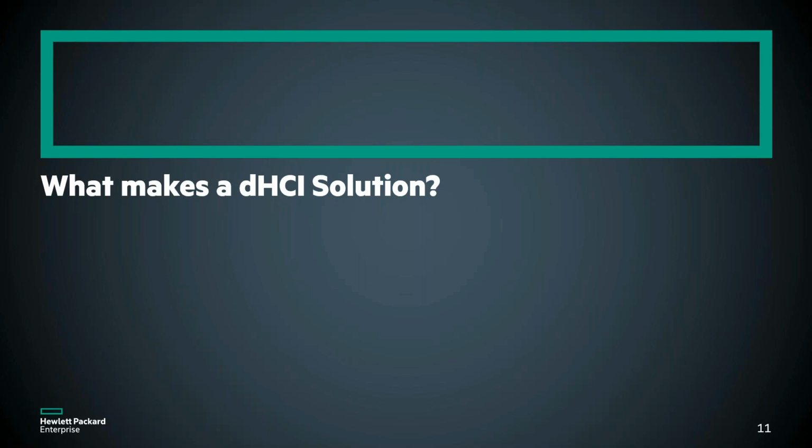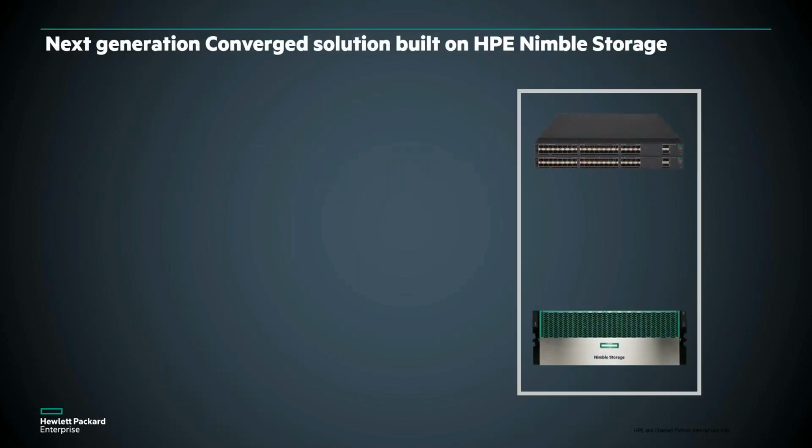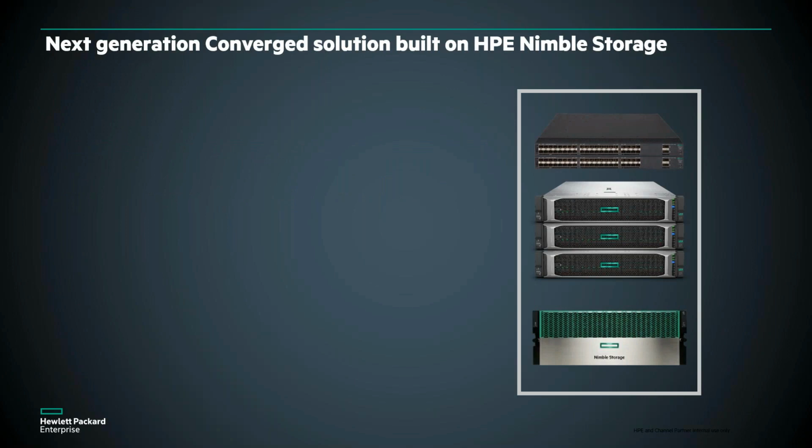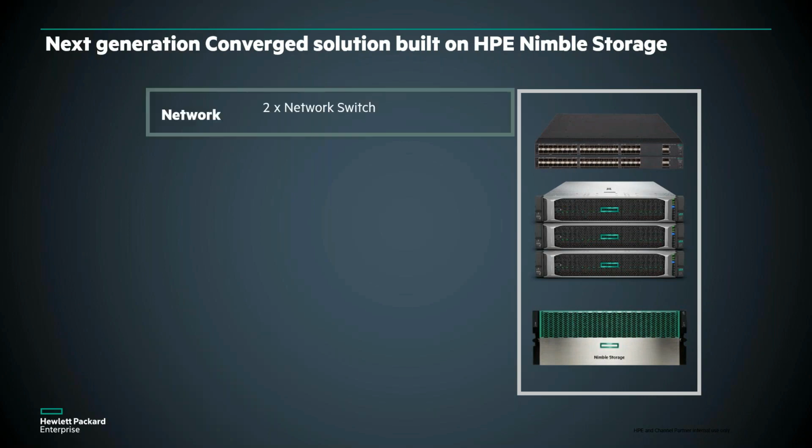So next, one of the questions you may be wondering right now is, what exactly makes a dHCI solution? Just wait for this slide to load. As you can see from the images, this is typically what you'd get in a Nimble dHCI solution. So first, you've got 2 top-of-rack switches. These tend to consist of Cisco 3K Nexus switches, Aruba 8300 series switches, HPE FlexFabric series switches, or HPE M series switches.